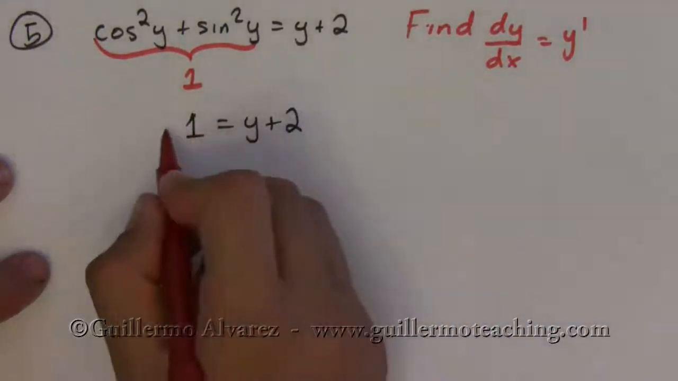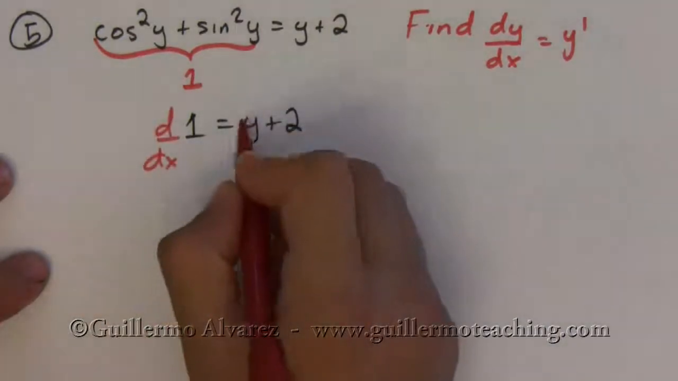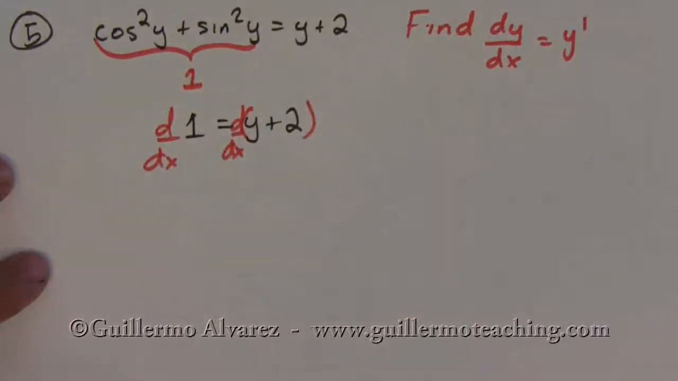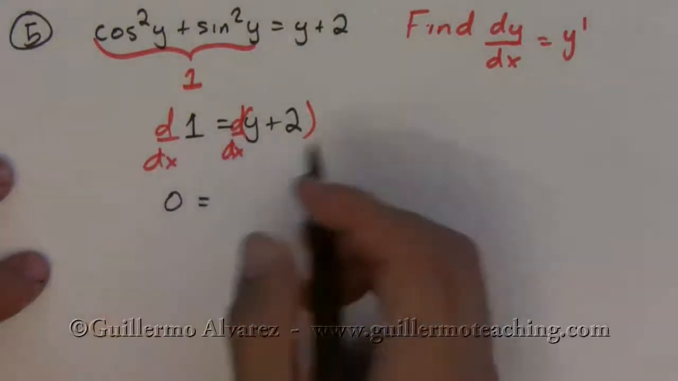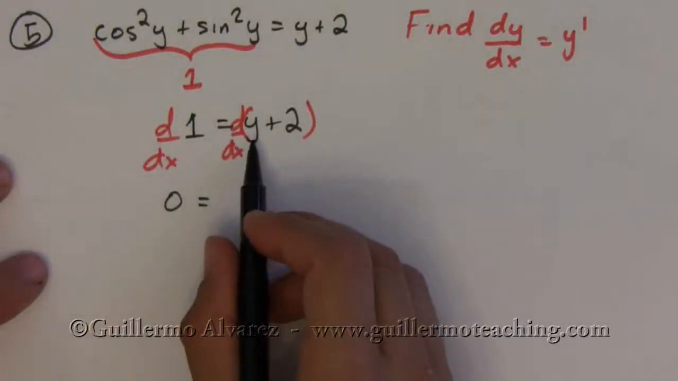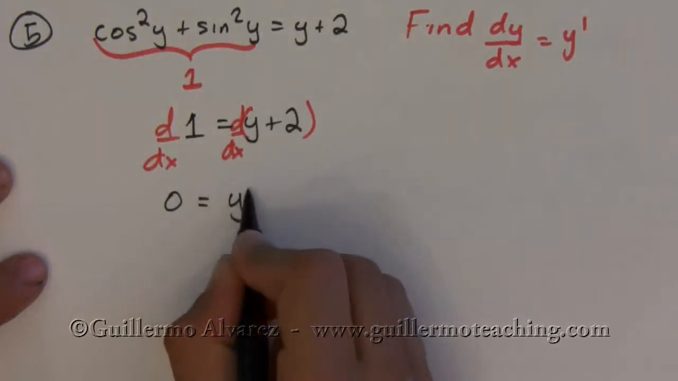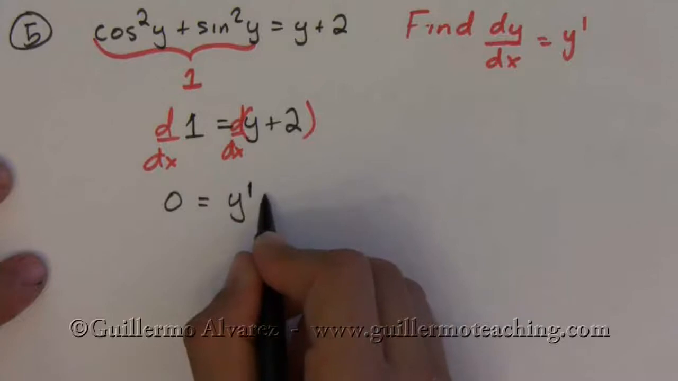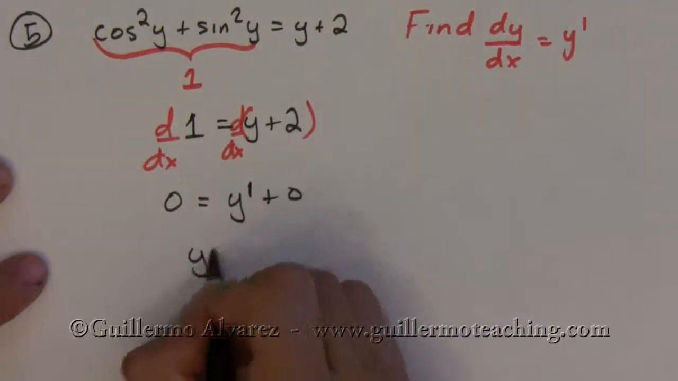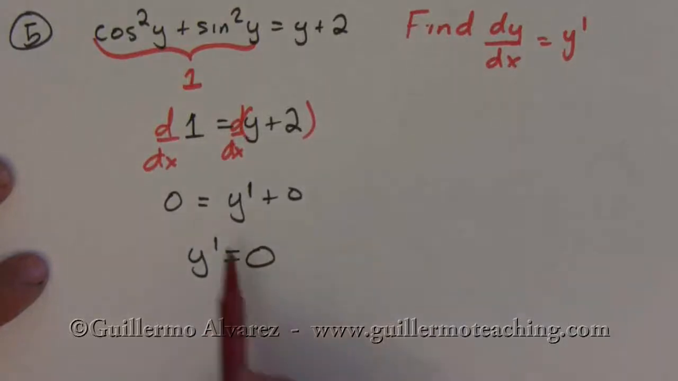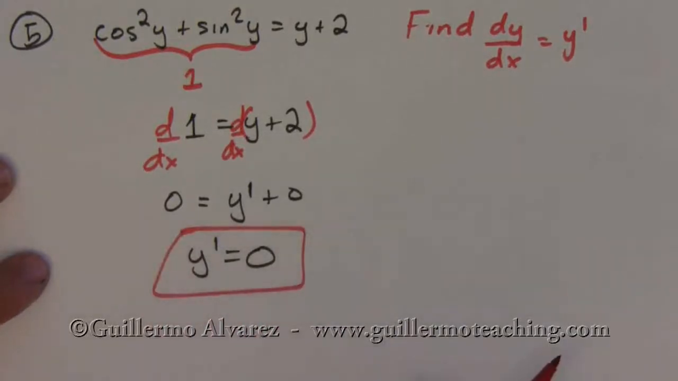And so if you get the derivative of both sides of this, well, on the left side you get 0 equals the derivative of y with respect to x, that's just y prime plus 0, and so the derivative of y with respect to x is just 0. So that's it.